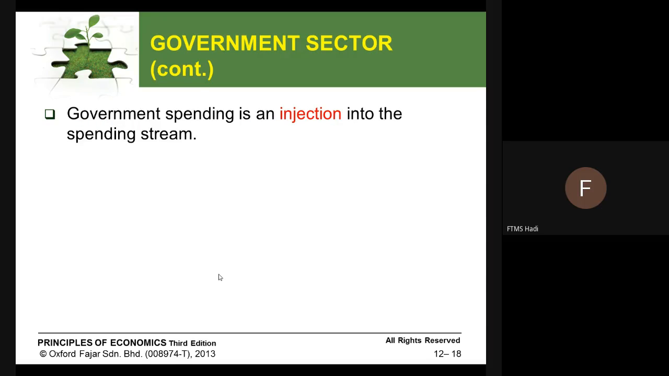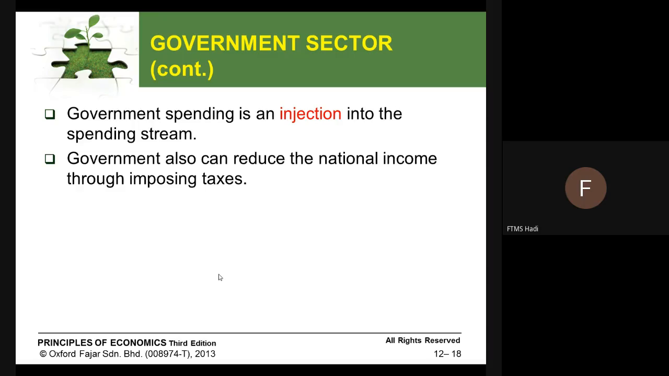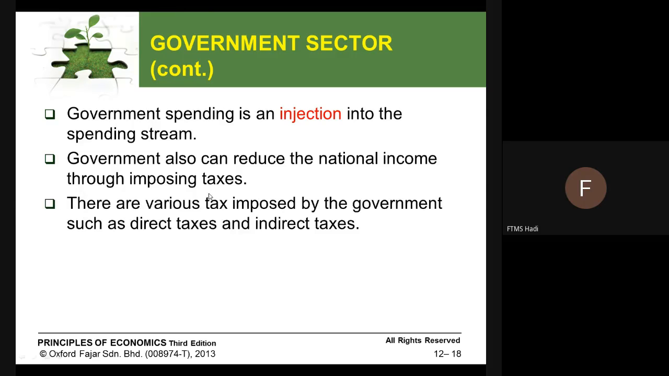Okay, injection. Remember the injection and the leakage we were talking about earlier. How to reduce national income? Through imposing taxes. They have direct taxes and indirect taxes, cukai terus dan cukai tak terus. Taxes are a leakage from the spending stream.